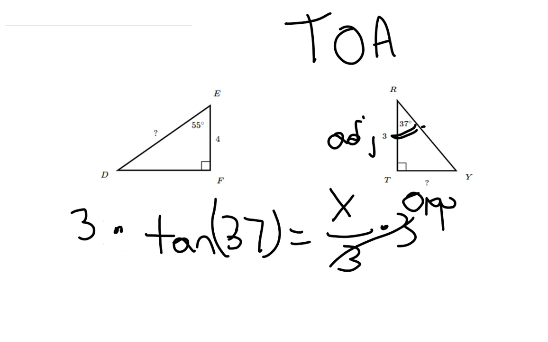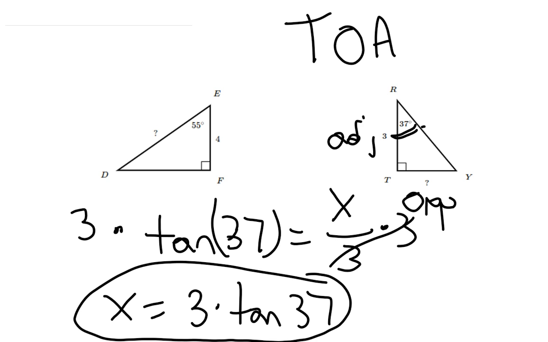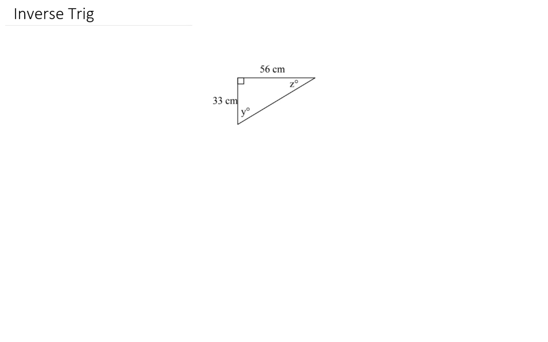Anything I do on one side, I got to do on the other. Tells me that my x is going to be equal to 3 times the tangent of 37. Again, you can plug that into your calculator, make sure your calculator's in degree mode, and that'll just spit out an answer for you. And that'll be the missing side that we were looking for here. So we can set up these equations, we can solve these equations, we can find missing side lengths. What we can also do, if we use our inverse trig, is we can find what our angle measures would be. So I've got z and I have y here.